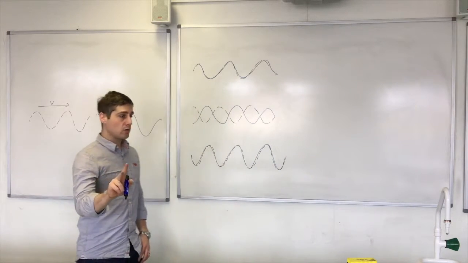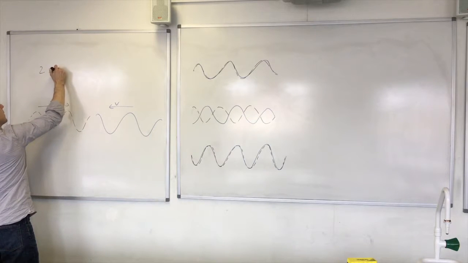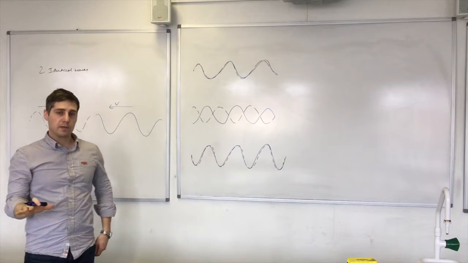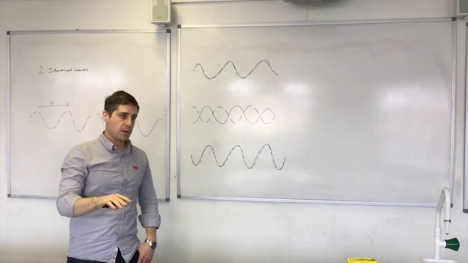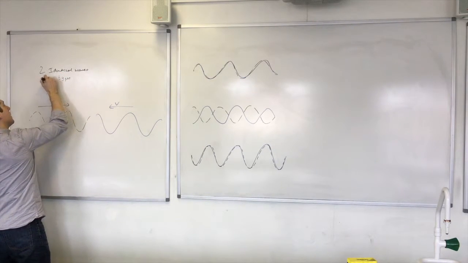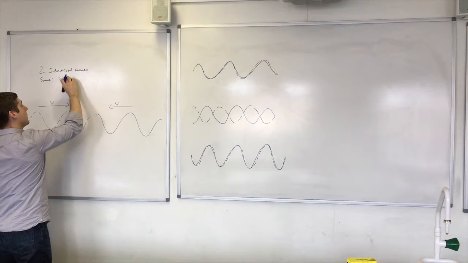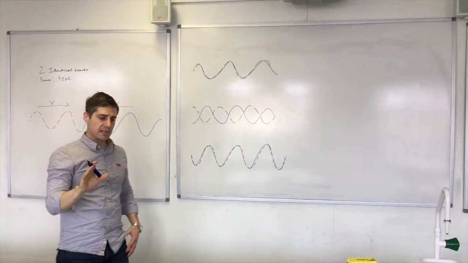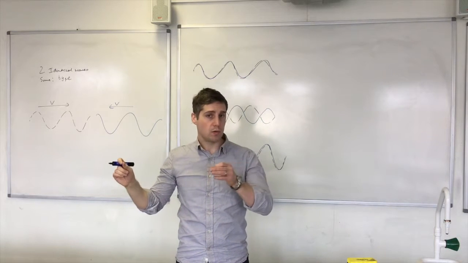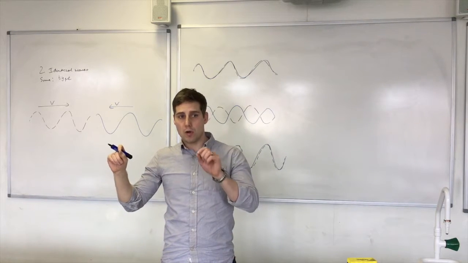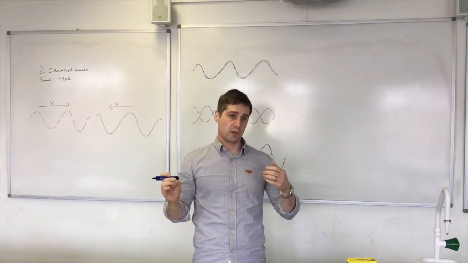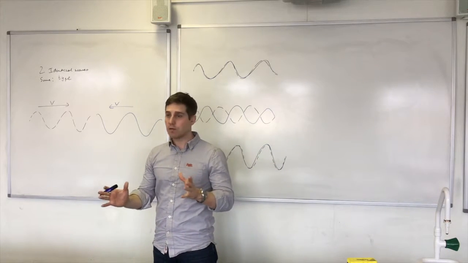You need two identical waves that are moving in opposite directions. Now, by identical waves, we mean they need to be of the same type. If they're the same type, that means if I want to form a standing wave on a string, then I need two progressive waves that are waves on strings. Or I need two microwaves or two sound waves.